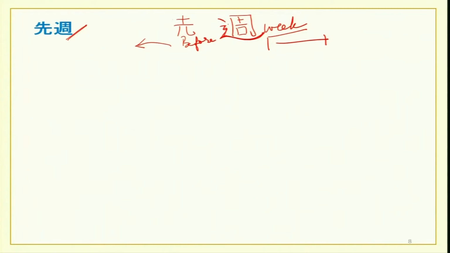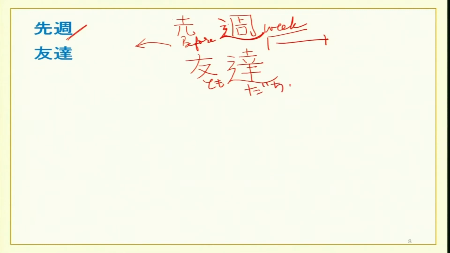So senshu. Then we have tomodachi. This character means friend, which is tomo, and dachi, make a doyobi. Make tatsu, then do this over here and then again 2 and 3. So, tomo dachi, continuation.